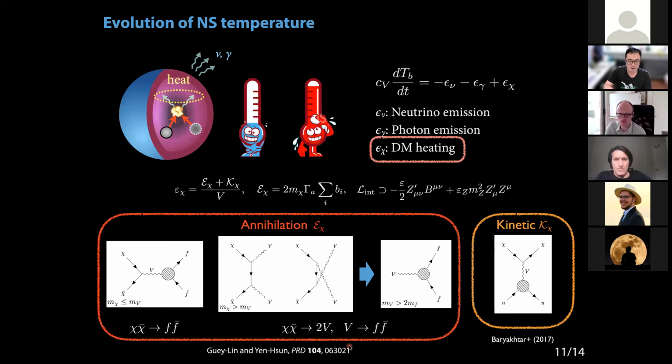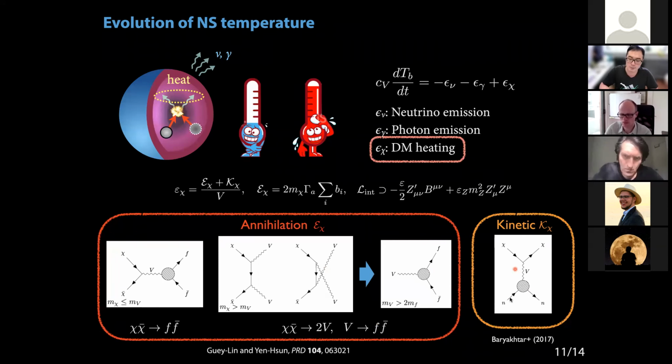On the other hand, if the V gauge boson mass is lighter than the dark matter mass, then of course we also assume the dark sector coupling is much stronger than the coupling between the dark sector and the standard model sector. Then the annihilation channel will be dominated by two gauge bosons. But this new gauge boson V also couples to the standard model particles, so it can decay before it leaves the star. So this channel also contributes to the heating effect. This is how annihilation generates heat.